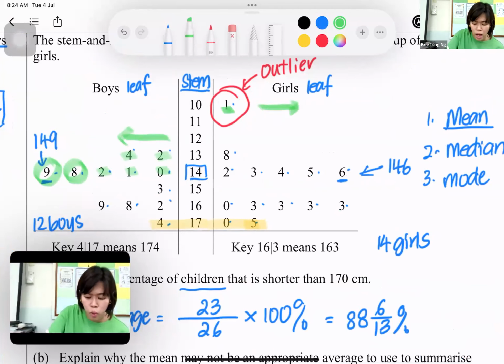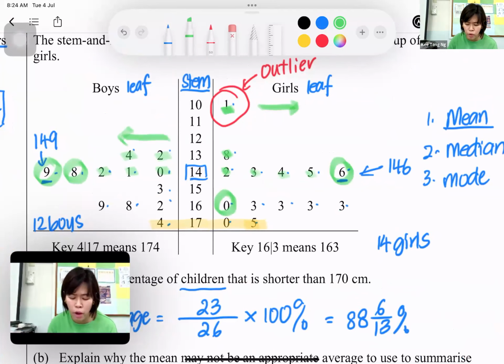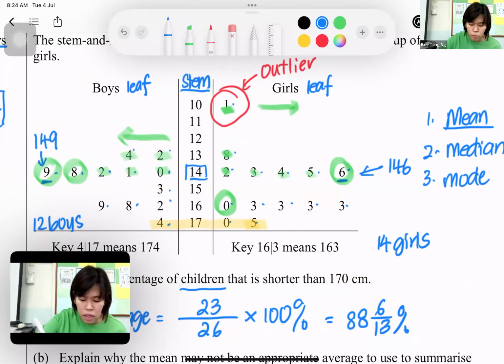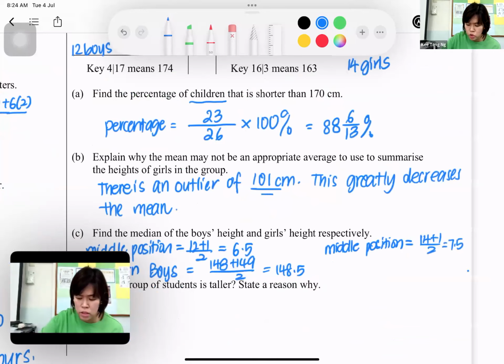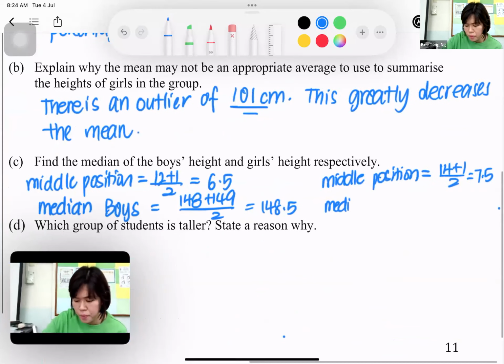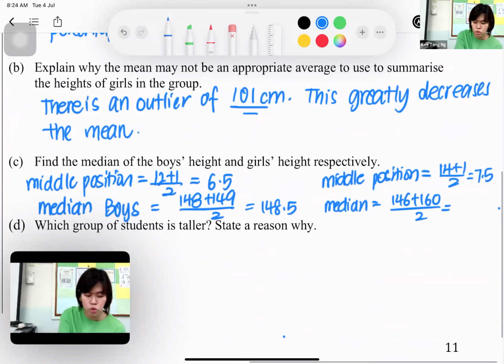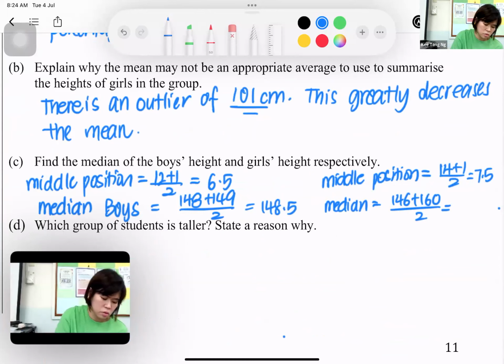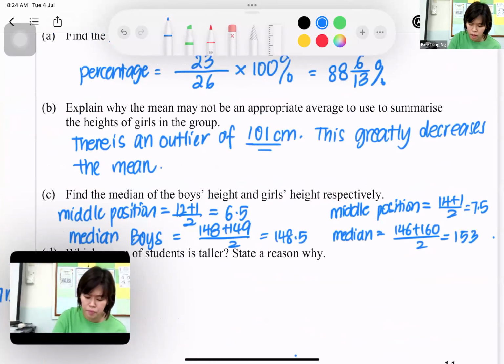Okay, so 1, 2, 3, 4, 5, 6, 7, and 8. So the 7th will be 146, then the 8th will be 160. So my median will be 146 plus 160 divided by 2. And that gives me 153. Okay.